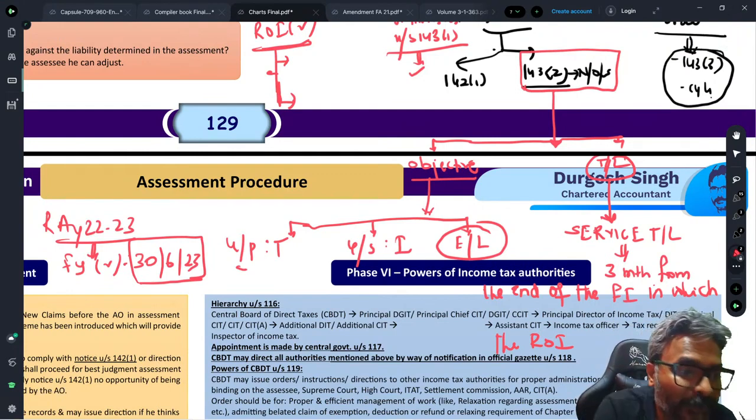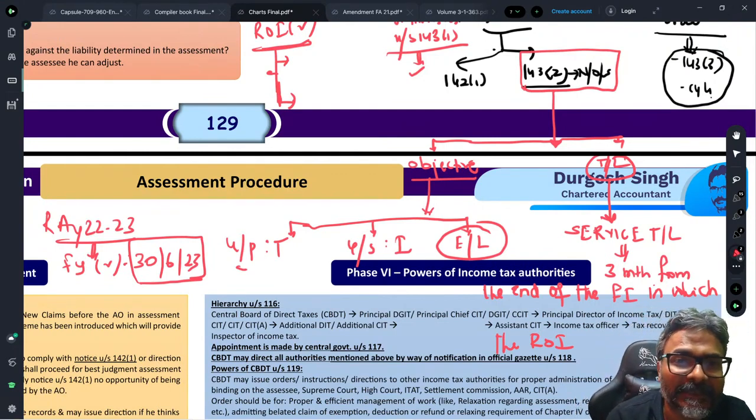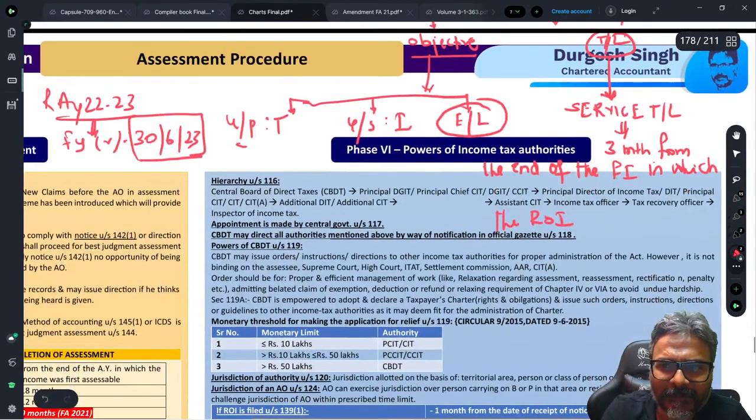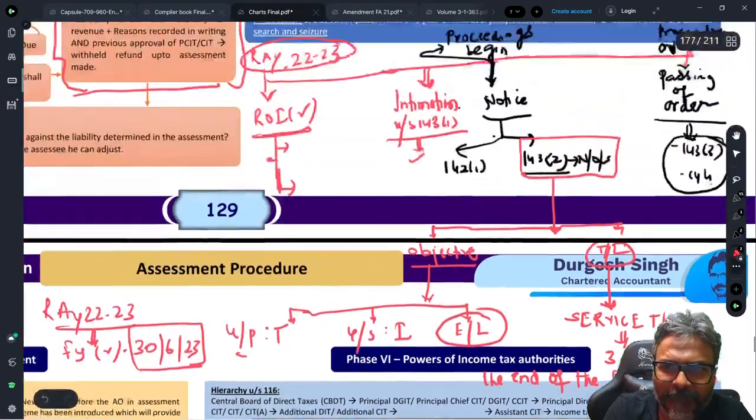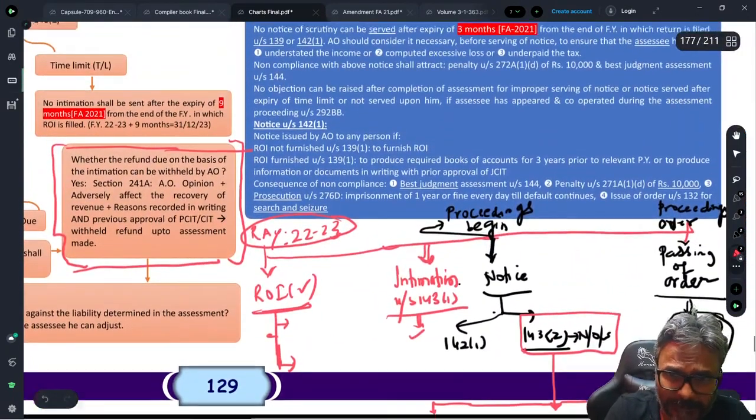Will you all agree to this? With the 3 months time limit given to us, the last date will then be 30th of June 2023. I hope all of you are aware of this. Is that clear to all of you? So, 3 months from the end of the financial year in which the ROI has been filed. With that, students, this is what it is in this context. I hope every one of you is clear with this particular point now. All of you? Perfect.